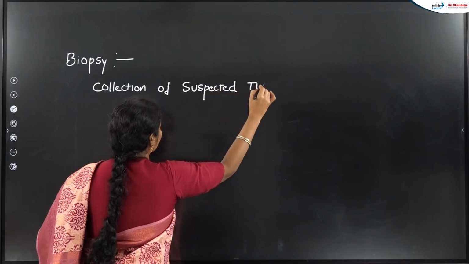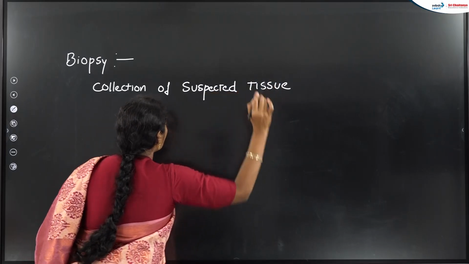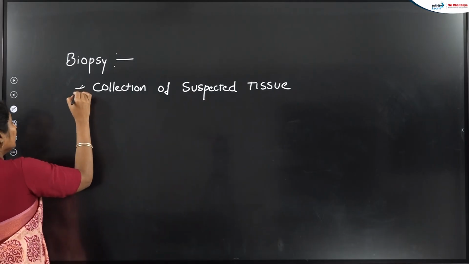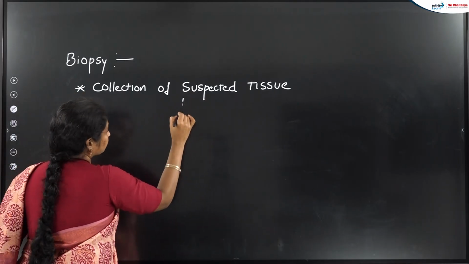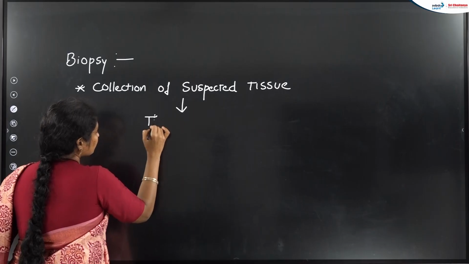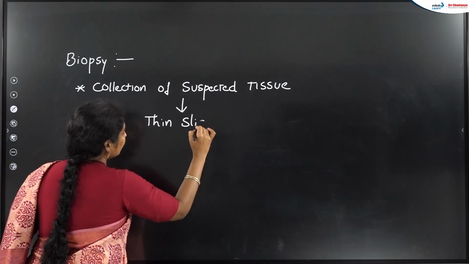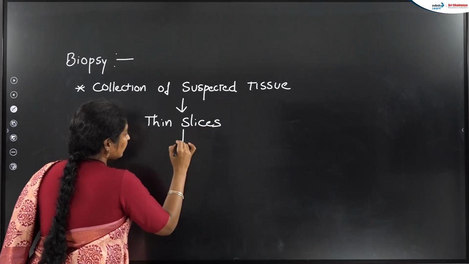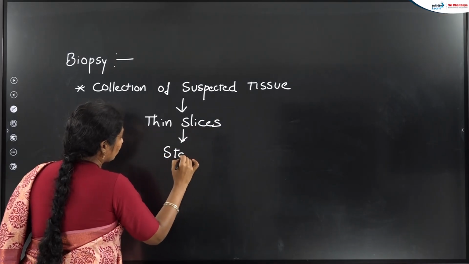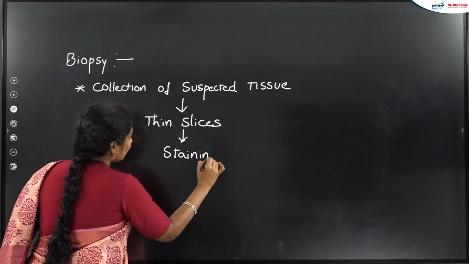After collection of this suspected tissue, the next step is section cutting. We can make the tissue into thin slices. These thin slices are stained properly. Next one is staining.